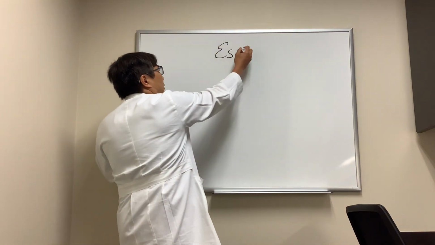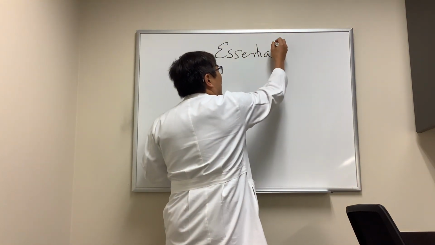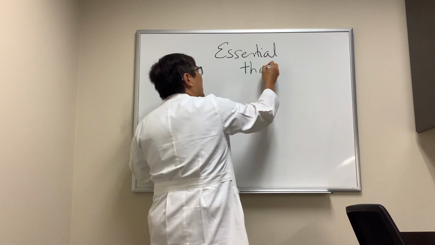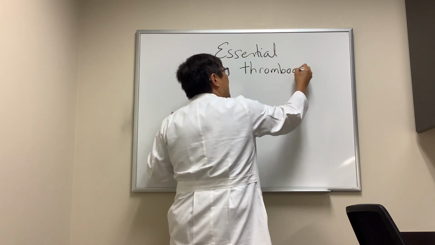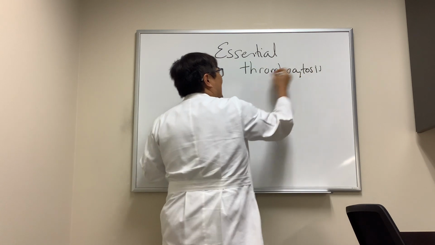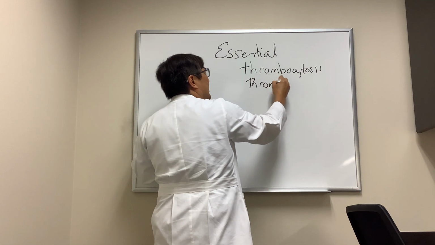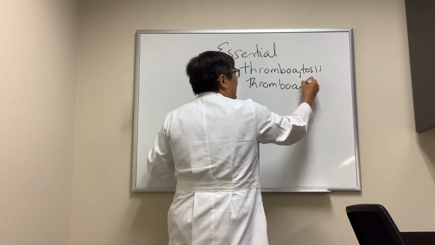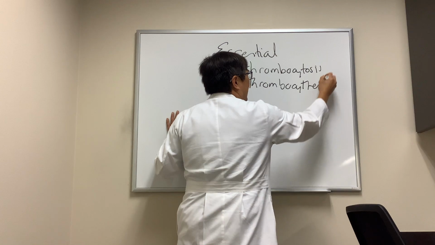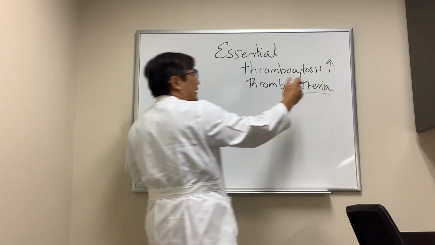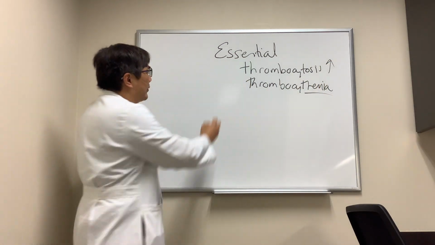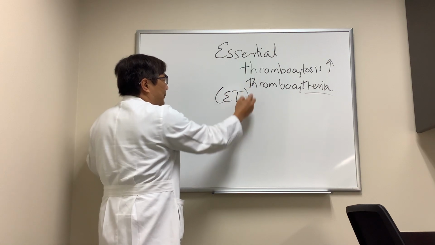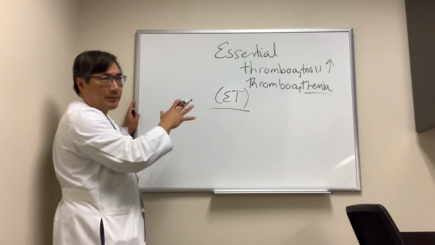So somebody wanted to know about the neuro-ophthalmology of essential thrombocytosis, sometimes also called thrombocythemia. And I think that is an important distinction because one is too many platelets and the other is platelets that don't work properly. So we abbreviate this as ET, but not esotropia, essential thrombocytosis.